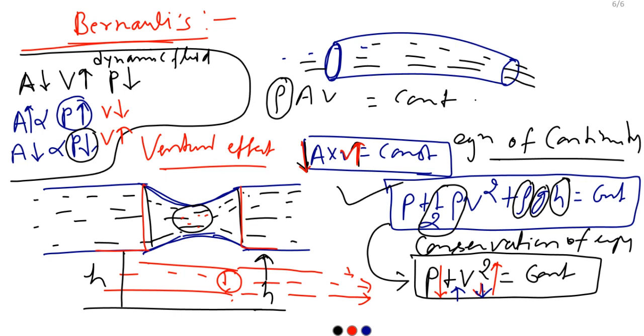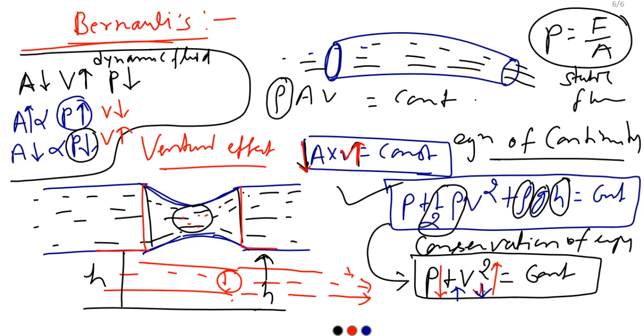And now we know that pressure is what? Force upon area. Pressure is exactly force upon area, but this is valid for static fluid only. In case of motion, we will consider this one. So that pressure is what? Half rho v square is also a pressure. This is called the dynamic pressure. Okay, no problem. I hope up to this point it is clear.